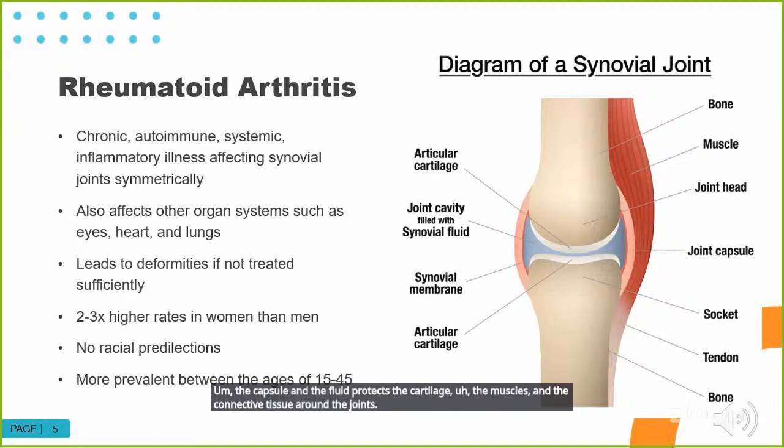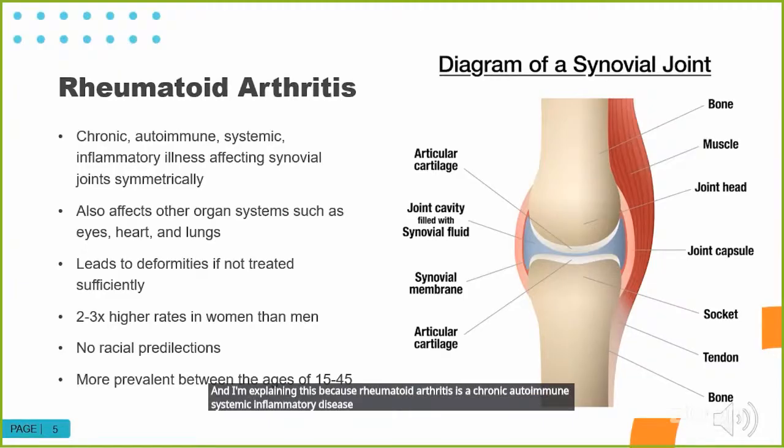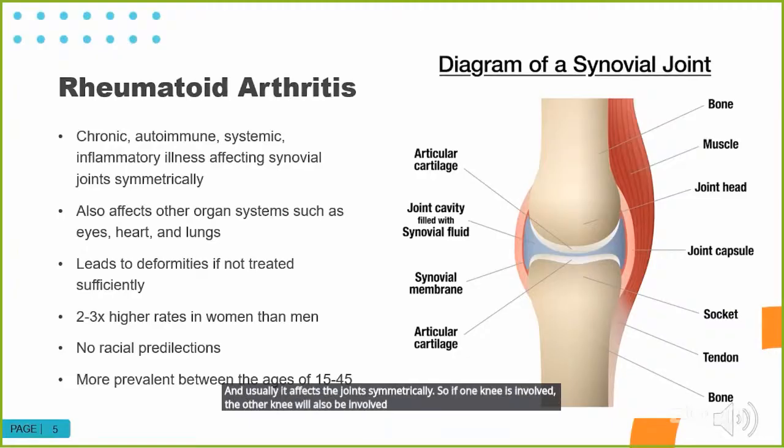I'm explaining this because rheumatoid arthritis is a chronic autoimmune systemic inflammatory disease that primarily affects synovial joints, and usually it affects the joints symmetrically. So if one knee is involved, the other knee will also be involved with the disease process.